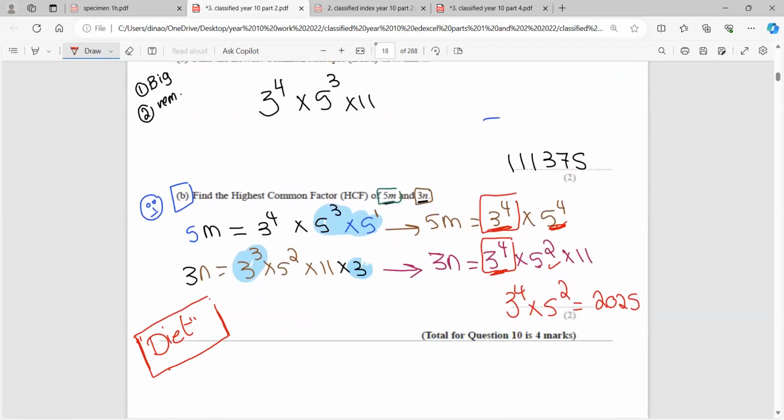And then the question says find HCF. For the common, I select the smaller power. If the powers are the same, then you select it as it is. Okay? And this is the third part of the questions, which is if the questions are primarily factorized.